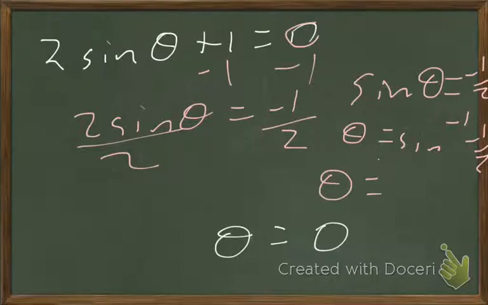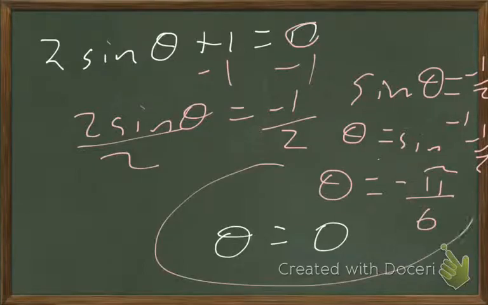So theta is equal to negative pi over 6, and theta equals 0. There are your 2 answers. Okay? And there we are done with number 9.